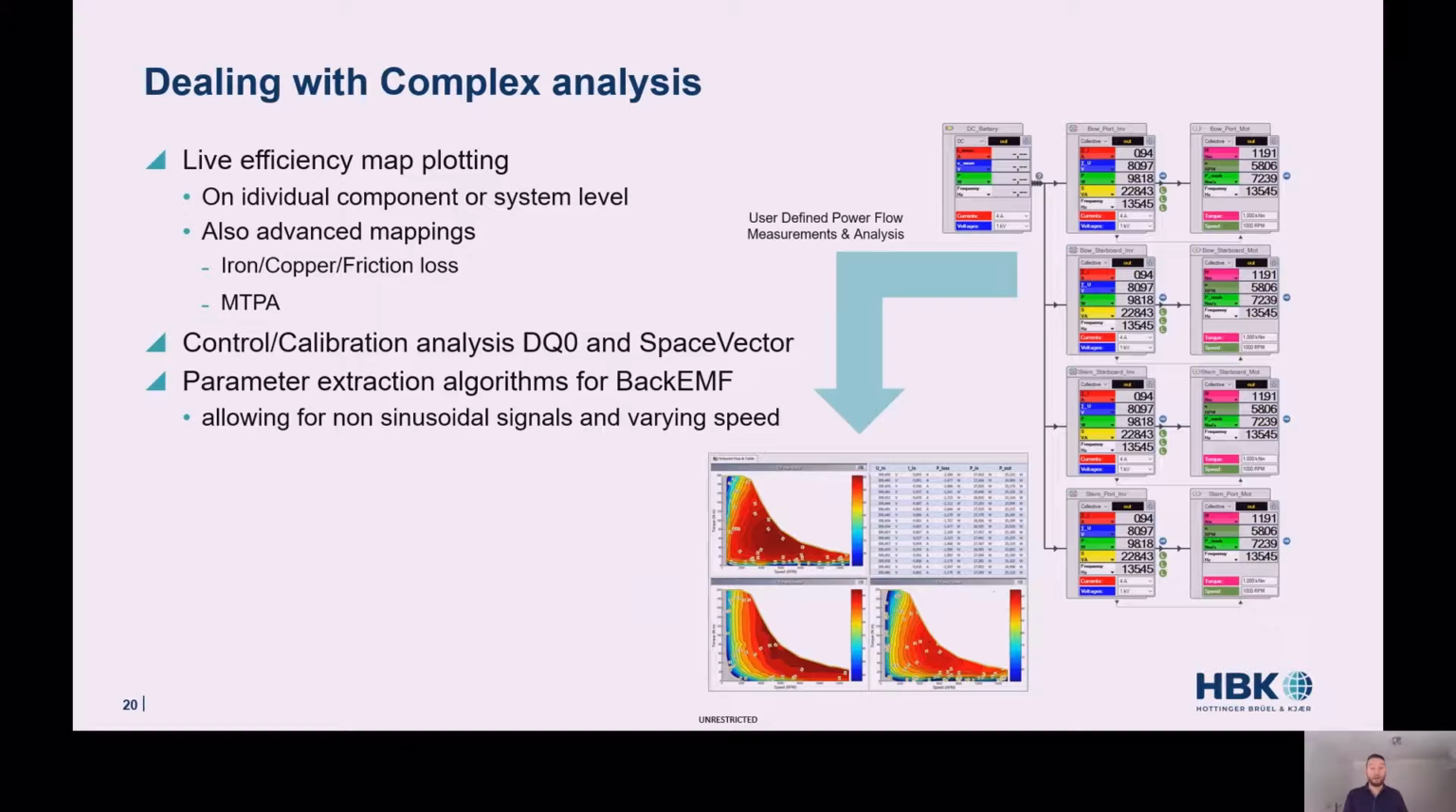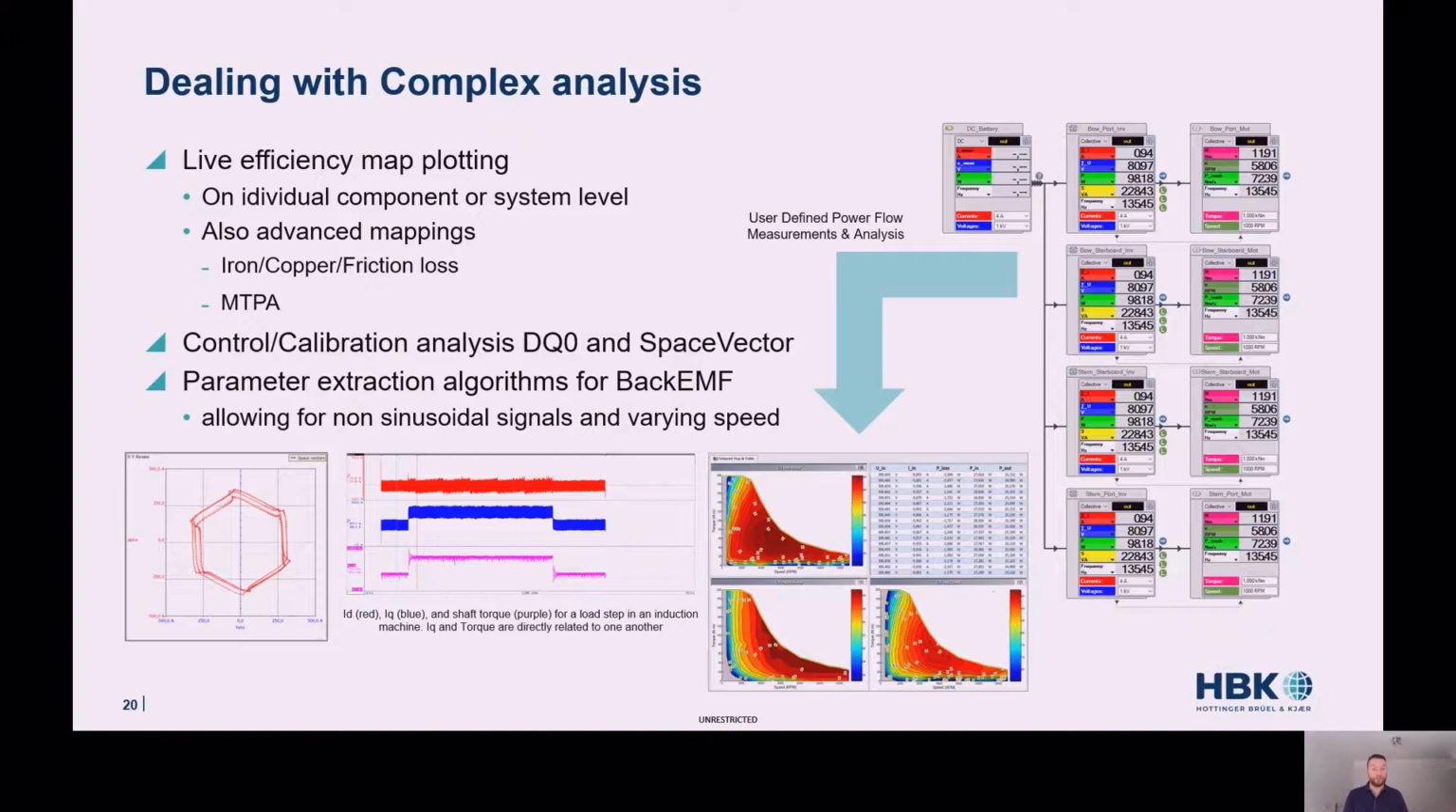As soon as the dyno itself is stable and half a cycle of the current is detected, you have the result, and basically you can test as fast as the dyno can change a set point to a stable setting. Control and calibration algorithms for analysis like DQ0 and space vector are available. See some examples below. And in terms of parameter extraction, we offer an enhanced method for back EMF testing, which allows for non-sinusoidal and variable speed type of signals.